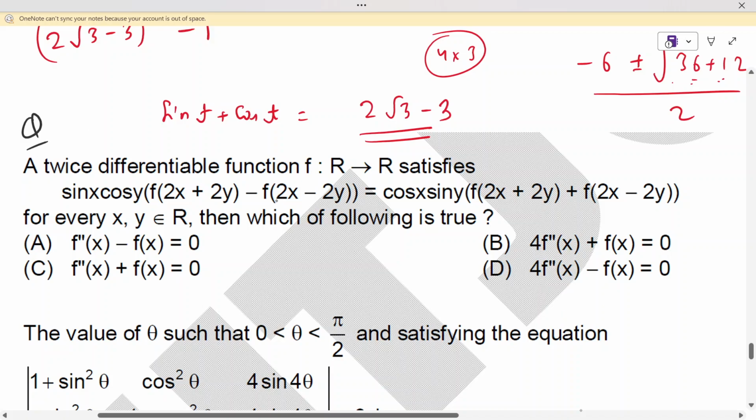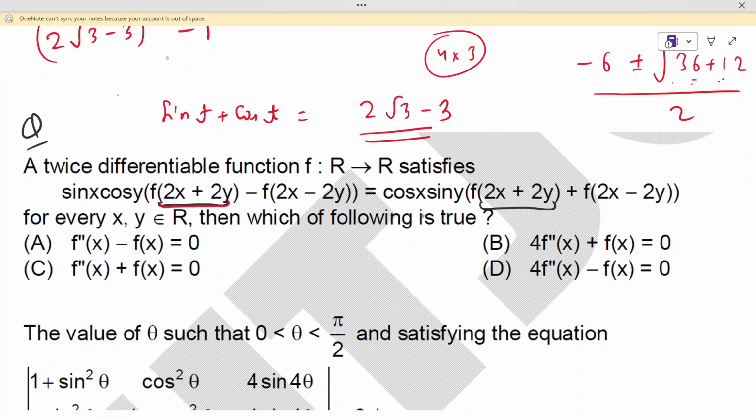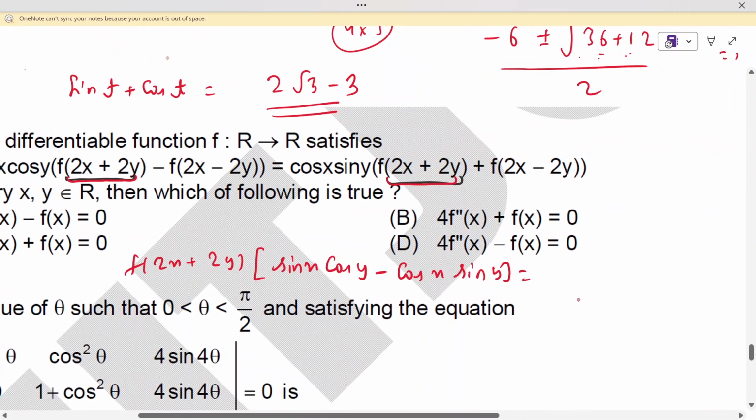Sin x into cos y. So the first thing is, just try to make this function one side, f of 2x plus 2y, this kind of thing. So take f of 2x plus 2y into sin x cos y minus cos x sin y, and that should be equal to the f of 2x.